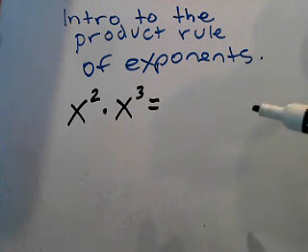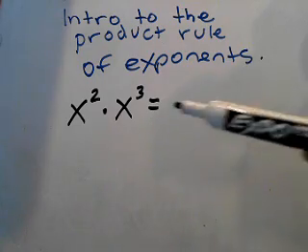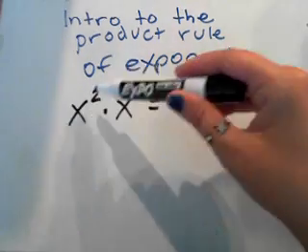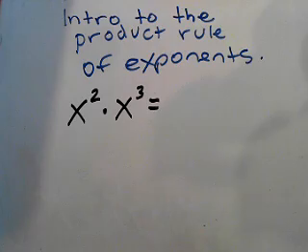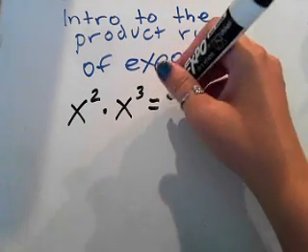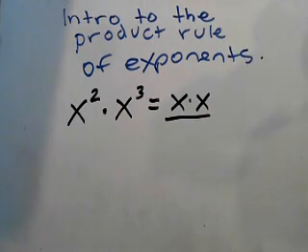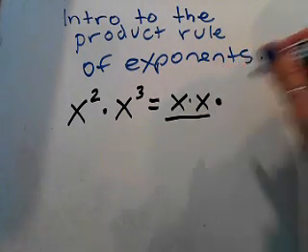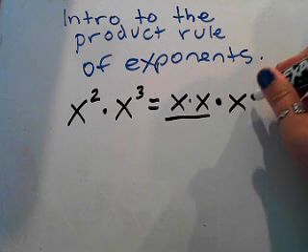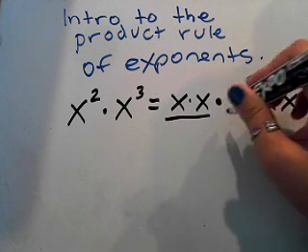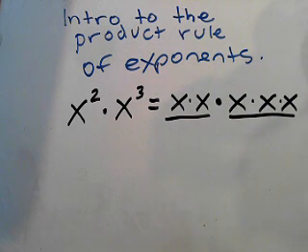All right, so the first thing we want to look at is, say we don't know this rule at all. Could we figure it out? Well, what does an exponent mean? It's shorthand. So x squared means I didn't want to write x times x. It means the base, x, times itself twice. And I'm trying to multiply that by x to the third. Well, what does x to the third mean? x times x times x means x times itself 3 times.